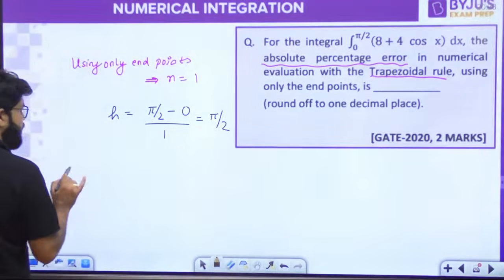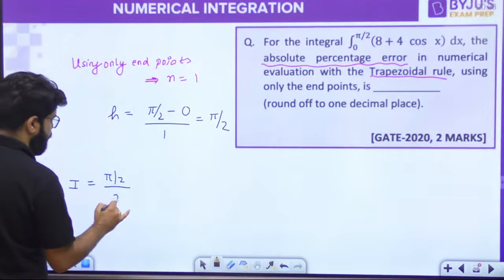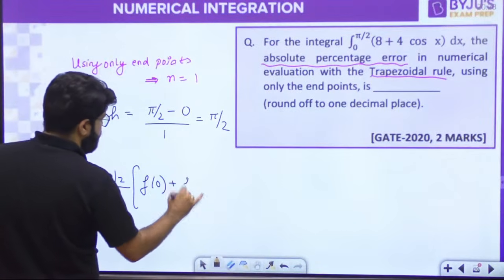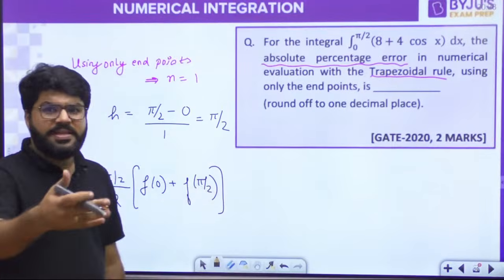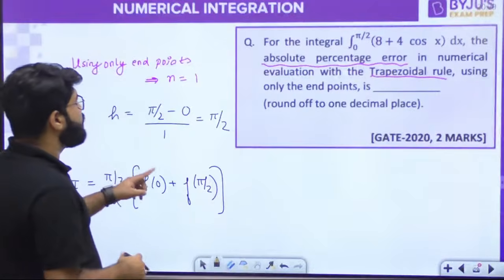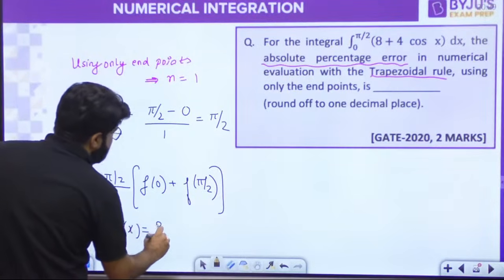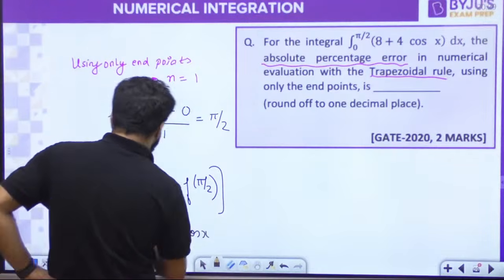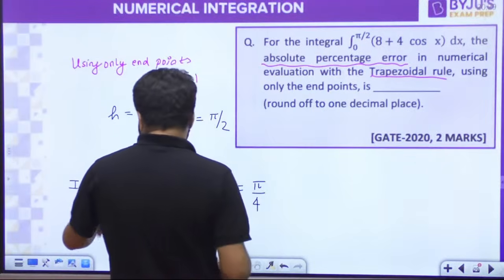What is the value of the integration then? H by 2, that is pi by 2 by 2, and only the end points are there: f of 0 plus f of pi by 2. That's it. The twice sum of the intermediate points, but there is no intermediate point. What is the value of f x? f x is the function to be integrated, 8 plus 4 cos x. तो ये कितना हो गया? Pi by 4.